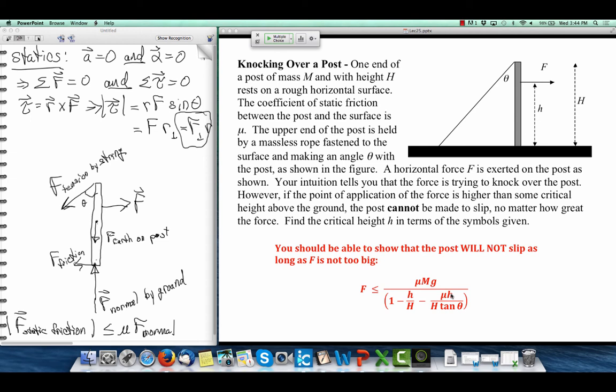This is not about, nobody's going to build this thing and try to knock it over. This is about how to deal with complicated statics problems and what it means to have a maximum, what static friction is. It's a number you don't know, but you do know the maximum value. And then it's about looking at limits. That's what this is really about. So I'm going to give you that essentially as my hint, and these pictures, and then let you do this one.